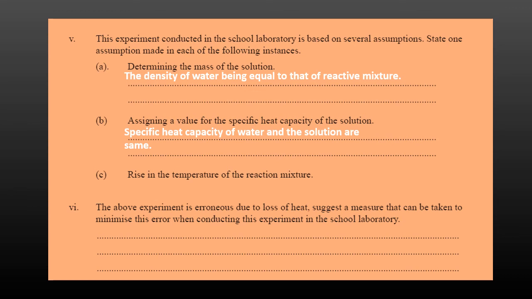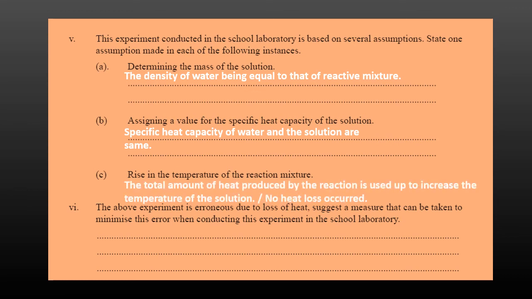C. Rise in temperature of the reaction mixture. The total amount of heat produced by the reaction is used up to increase the temperature of the solution. No heat loss occurred. Part 6. The above experiment is erroneous due to loss of heat. Suggest a measure that can be taken to minimize this error when conducting this experiment in the school laboratory. The reacting component should be covered by a heat insulator such as cotton wool.